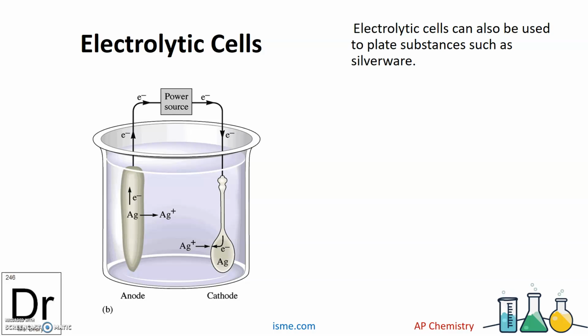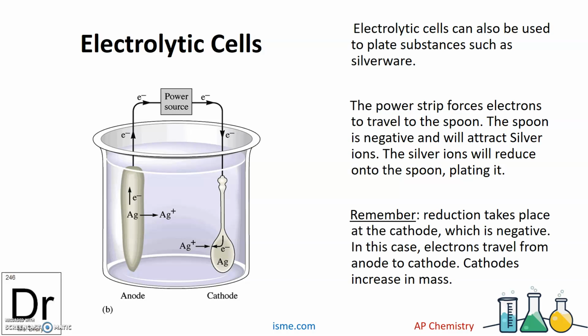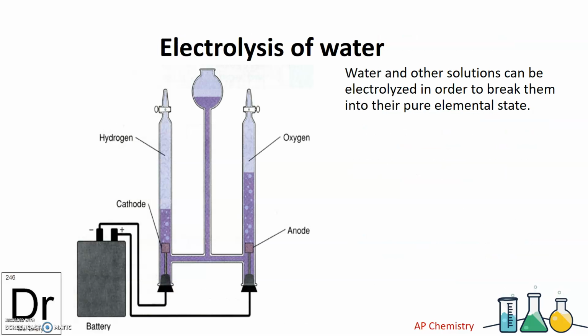So the silver isn't generating out of nowhere, it's transferring from the hunk of silver to the solution to the spoon. So that power strip is forcing electrons to travel to the spoon because there's otherwise no reason to go there. The spoon is negative and would attract silver ions because of those electrons, and the silver ions reduce onto the spoon, plating it. Remember that reduction takes place at the cathode, which means that the spoon is the cathode and it's negative. That's why the charges are reversed. In this case, electrons are traveling still from the anode to the cathode, and the cathode is still increasing in mass. So really all that changed was the charge.